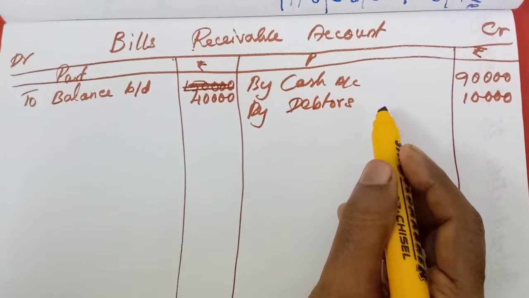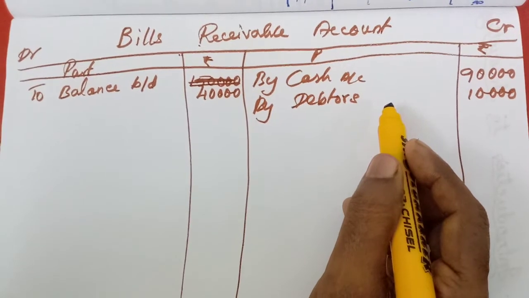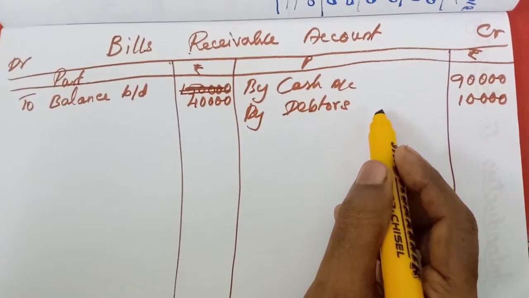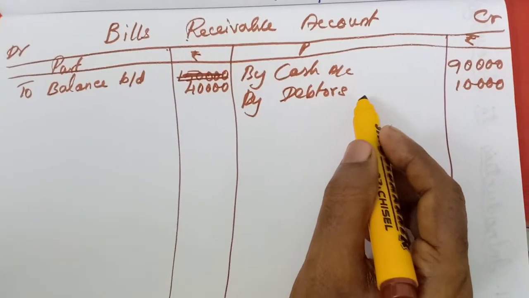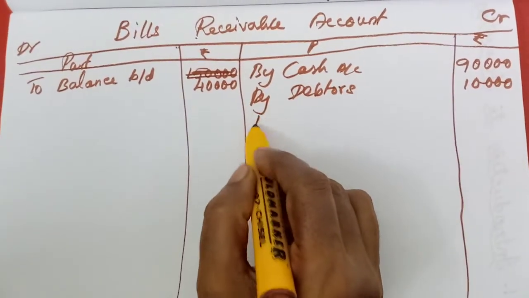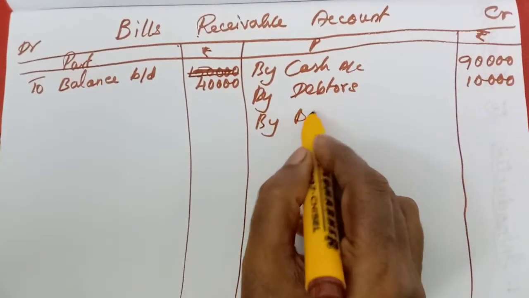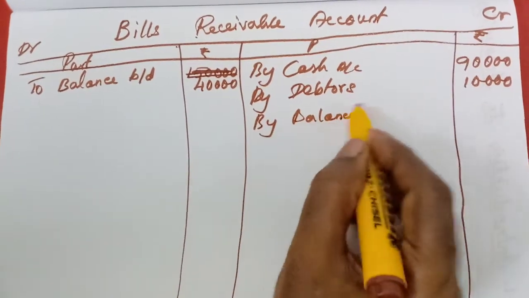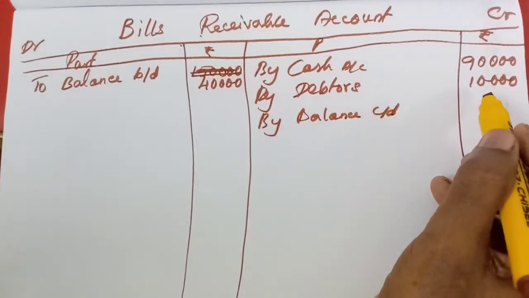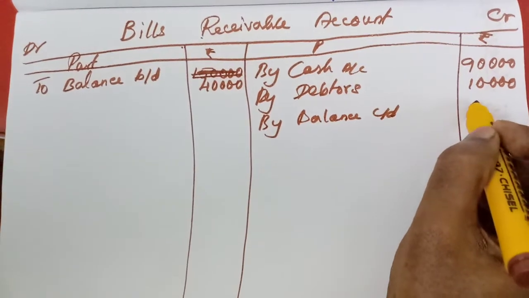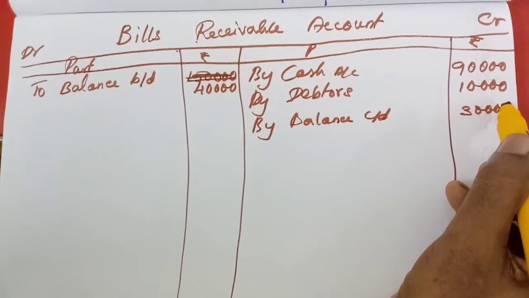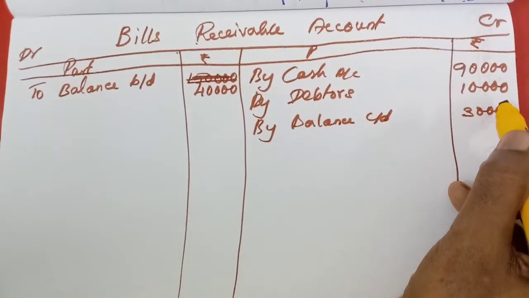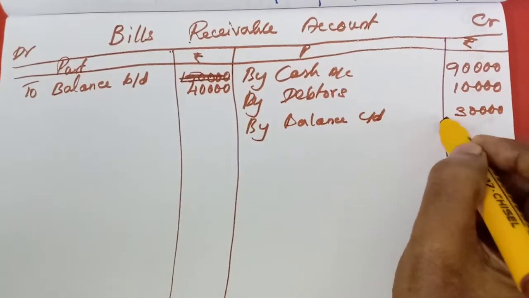Then you have to see all the items. Sales return will not come here. Bills receivable on 31st March, that is the closing balance. By balance carried down 30,000. Then closing sundry debtors and cash sales, only this many items will come. Now we have to balance them.